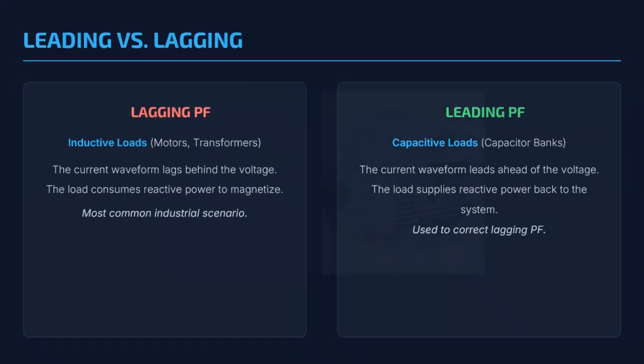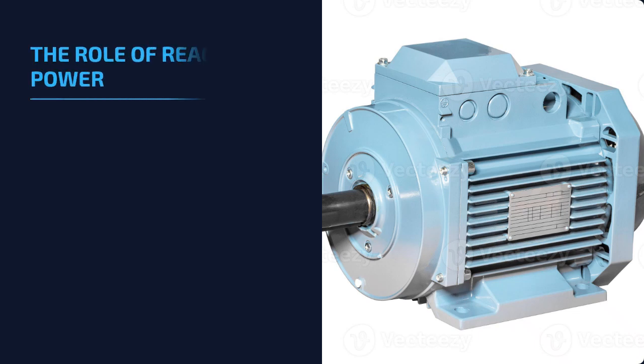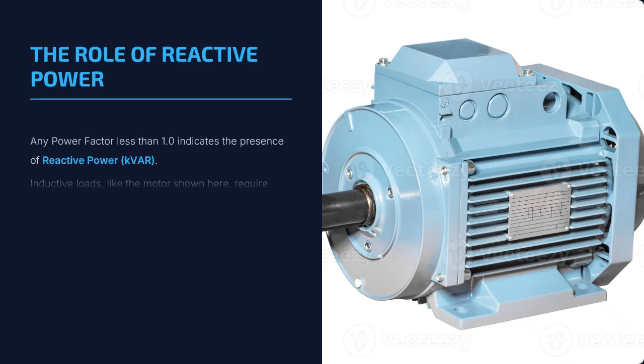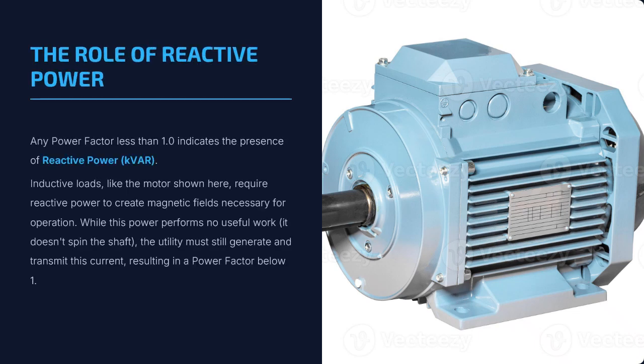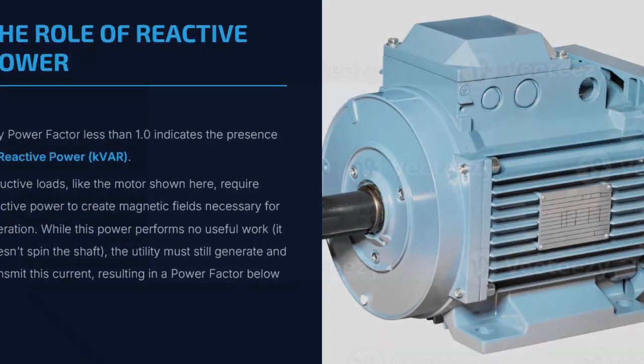The role of reactive power. Why is it usually less than 1? Because of reactive power. Devices like this electric motor require magnetic fields to operate. Creating those fields consumes reactive power, which does no work at the shaft but still draws current from the utility, lowering the ratio.